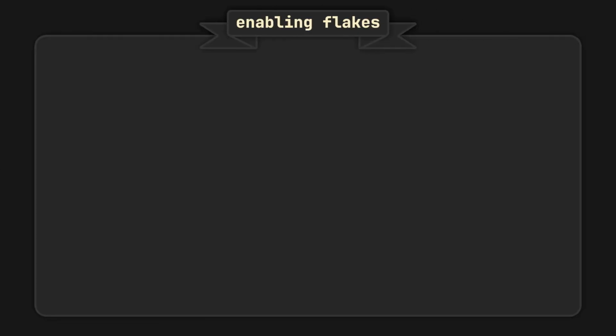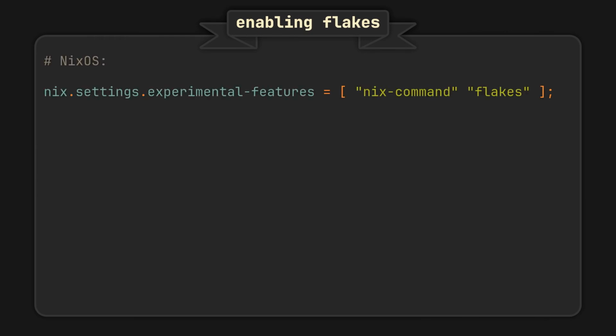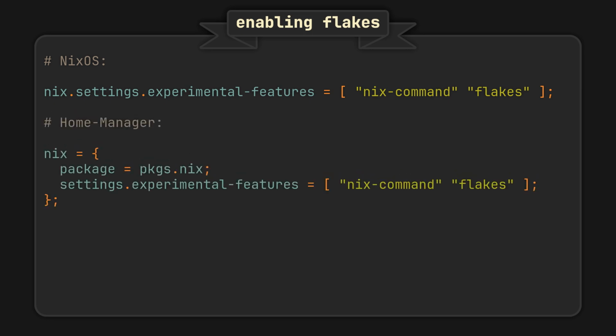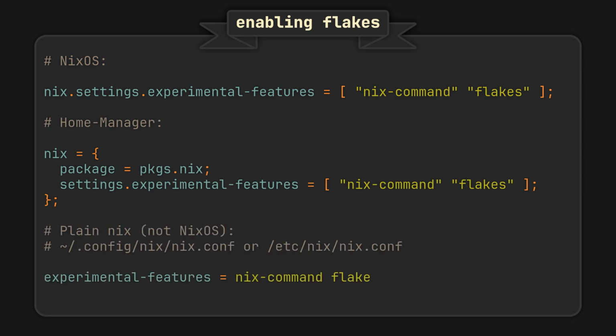There are several ways to enable flakes depending on your setup. If you're using NixOS, you can simply add this line anywhere in your configuration and rebuild your system. If you are using Home Manager, you can add these lines to your home.nix instead. And if you are not using any of those, you can simply add this one line to your Nix package manager configuration file. Now that flakes are enabled, let's try to initialize one and get to know it better.